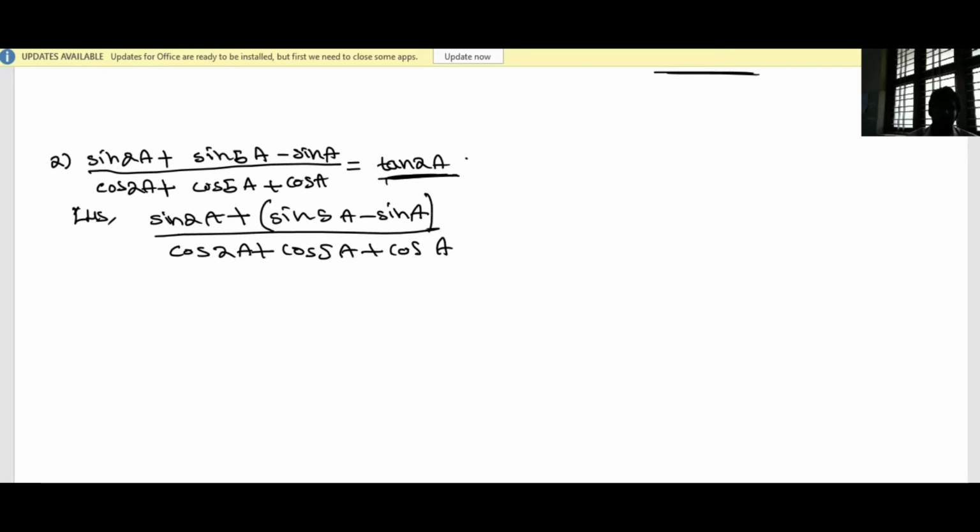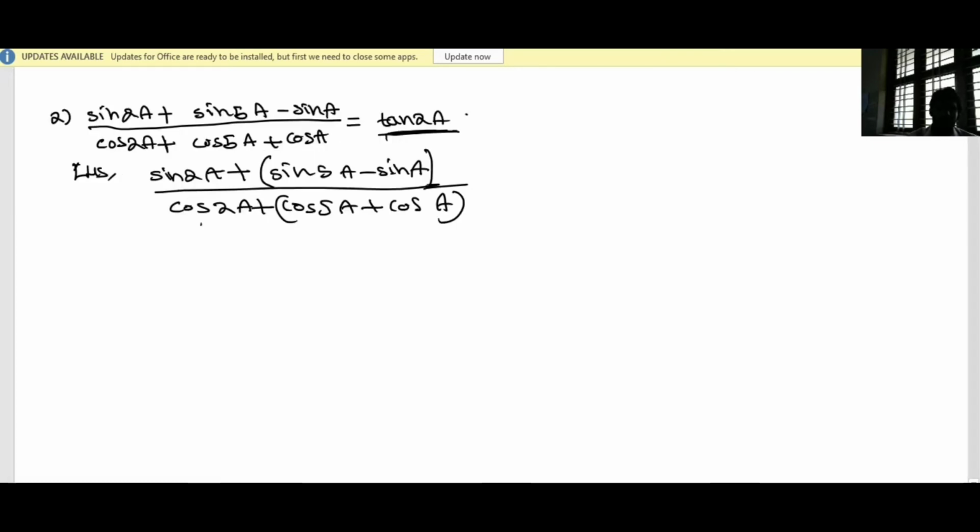In this problem, take the second and third terms in the numerator as one group, and in the denominator also take the second term and the third term as one group. Here sin 2A is there, and here also cos 2A is there. Keeping sin 2A and cos 2A outside, the remaining two terms you take as one group.